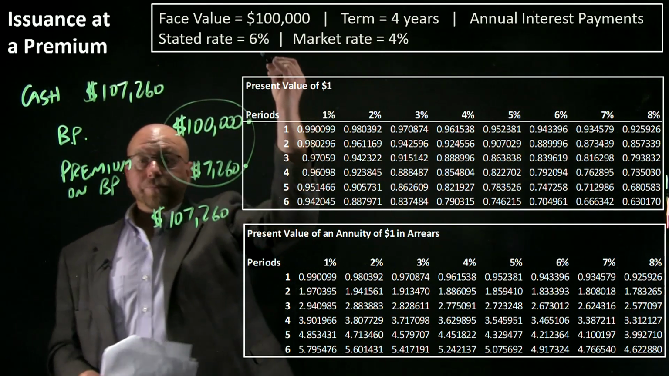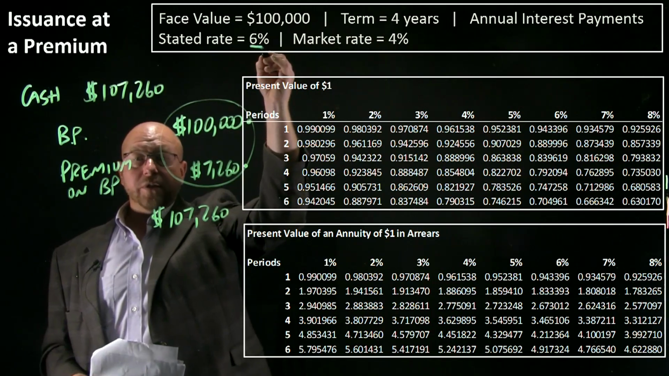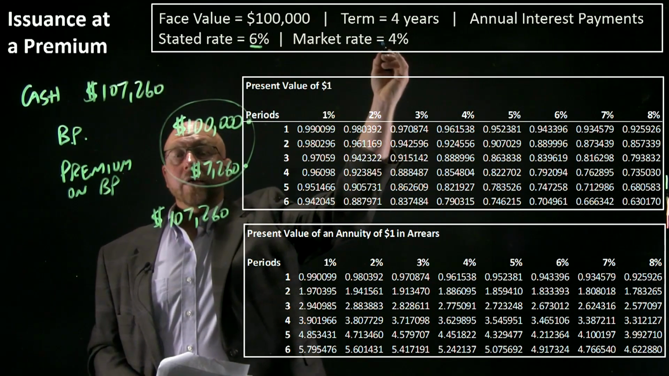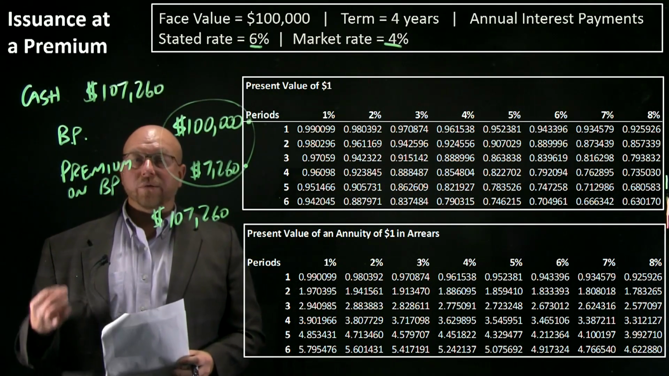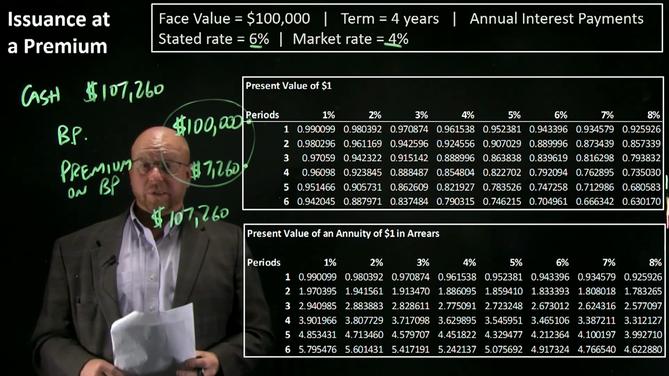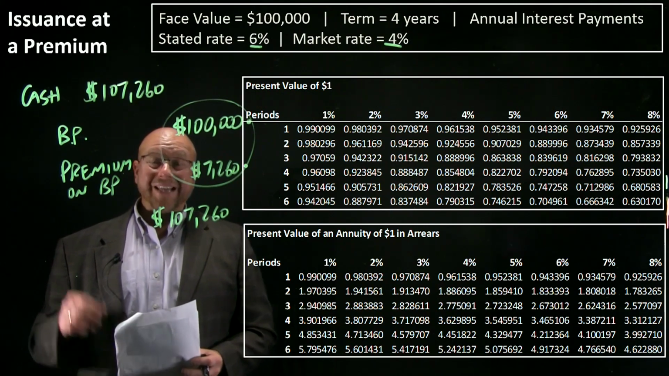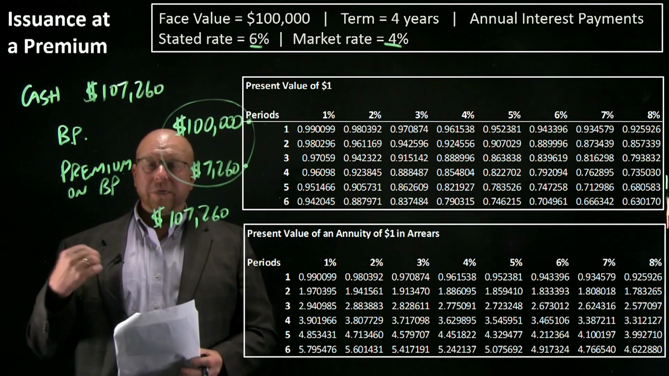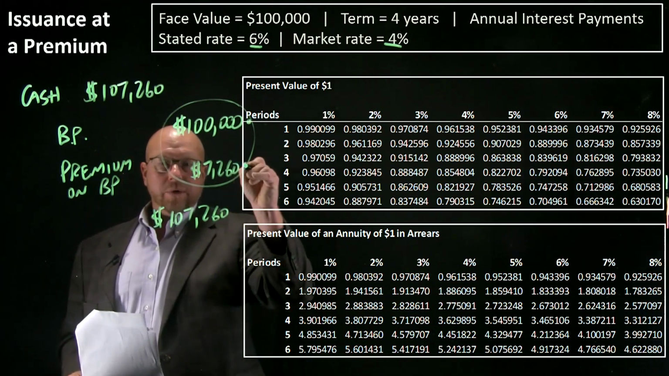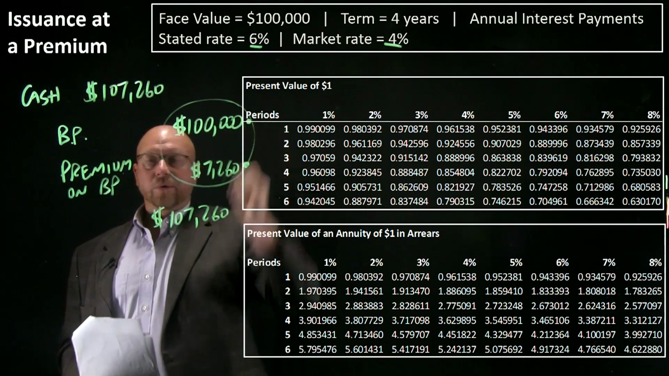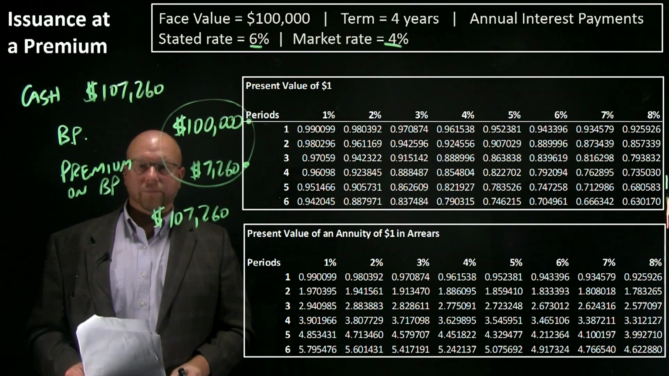Remember I told you that a premium will effectively allow, even though these bonds pay 6% cash, that's the cash payment, it will allow the company to effectively borrow at 4%, which is the market rate. So at the end, at the termination of these bonds, when these bonds mature, this will become zero right here, and we'll be left with only the $100,000 face value.